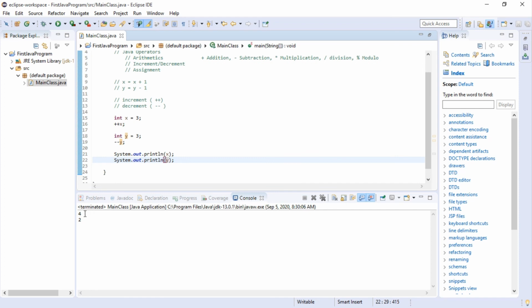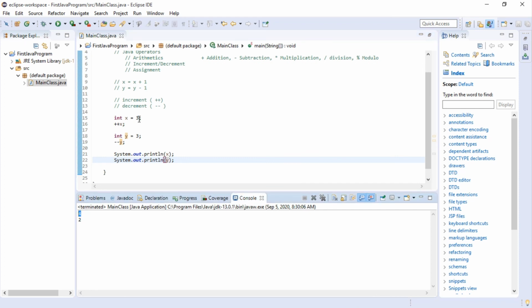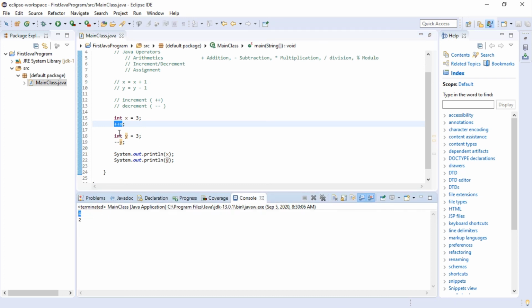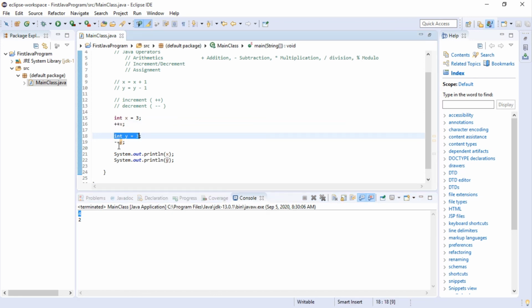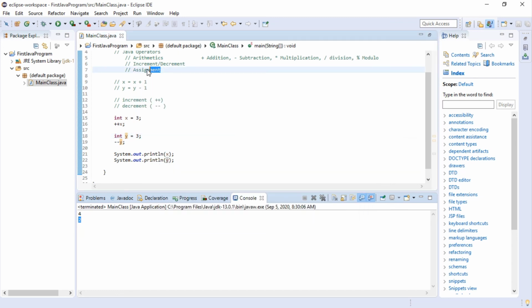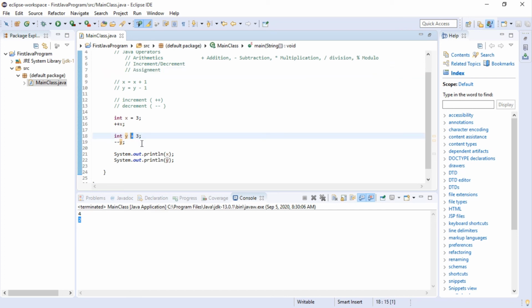As you can see now, the increment from 3 by 1 is 4, while the decrement from 3 by 1 is 2 using this programming code. Let's go over the code again. We have integer x equals 3. We are increasing it by 1 to give us 4. Then we have int y equals 3, decreasing it by 1. If you remove 1 from 3, you are going to have 2. The last operator we'll be discussing is the assignment operator, which we have been using so far. It is just a way to assign values to variables.